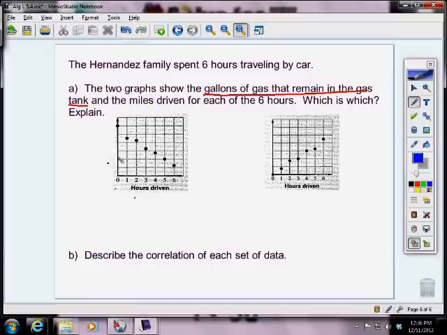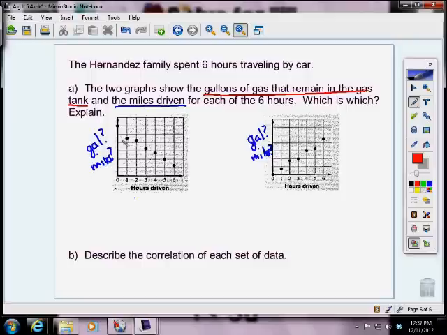Does it make sense that our y value here is the gallons of gas left in the tank, or how many miles they've driven? Or perhaps it's over here. Do these y values show the gallons left or the number of miles? So let's think about this. Notice our hours driven are increasing. What do we expect to happen as the number of hours increase? Do we expect our gallons of gas to go up or down? Do we expect the number of miles to go up or down?